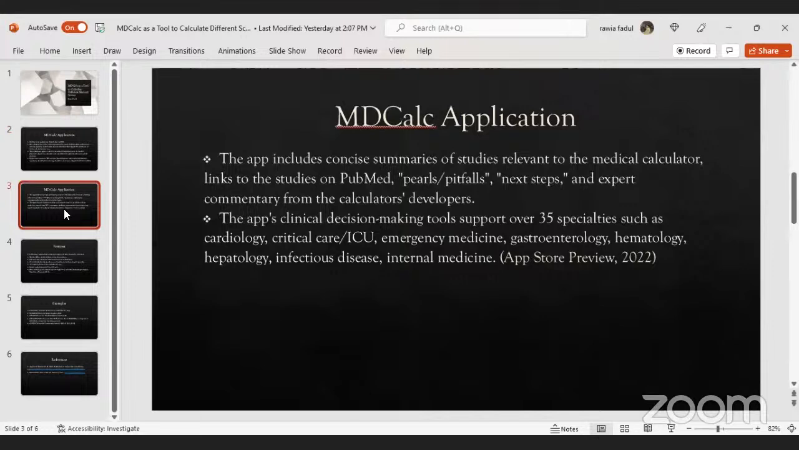The app includes concise summaries of studies relevant to the medical calculator, links to the studies on PubMed, pearls and pitfalls, next steps, and expert commentary from the calculator's developers. The app's clinical decision-making tools support over 35 specialties, such as cardiology, critical care, ICU, emergency medicine, gastroenterology, hematology, hepatology, infectious disease, and internal medicine.